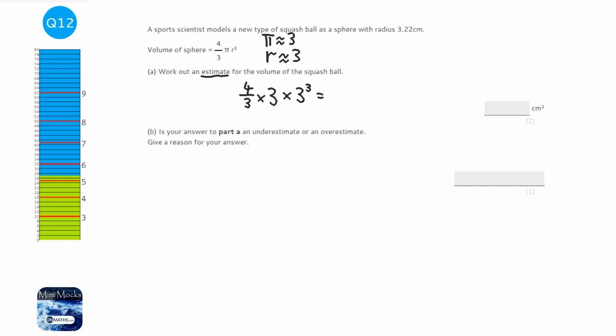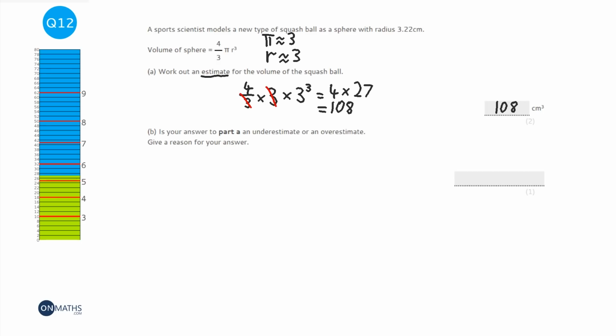So when I do that, now if you notice, the over 3 there and one of the 3's there will cancel. So we're going to do 4 times 3 cubed, which is 3 times 3, which is 9, times 3 is 27. And so we're going to do 4 times 27. So 4 times 27, which would be 4 times 7, plus 4 times 20, which is 108.